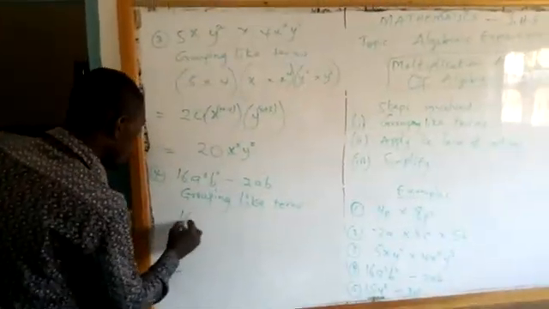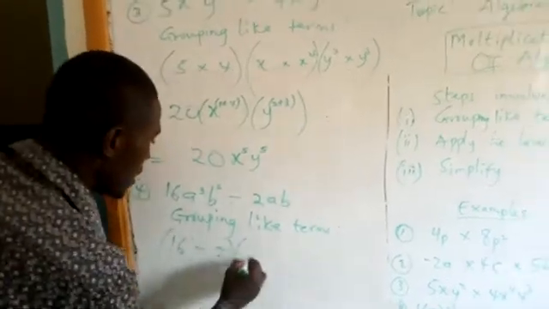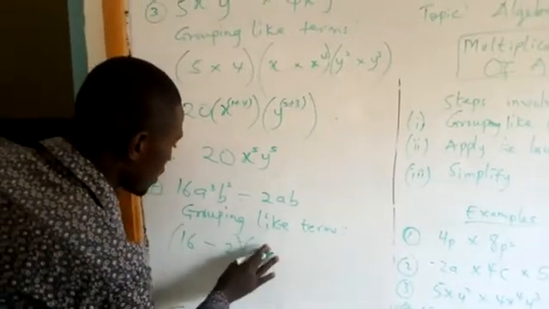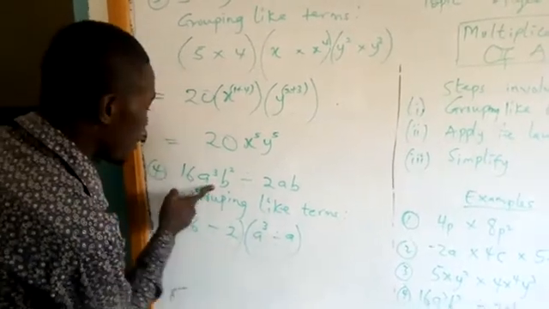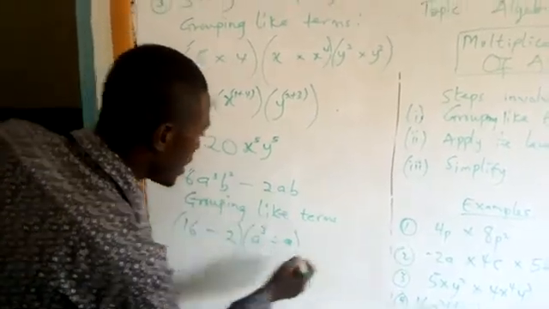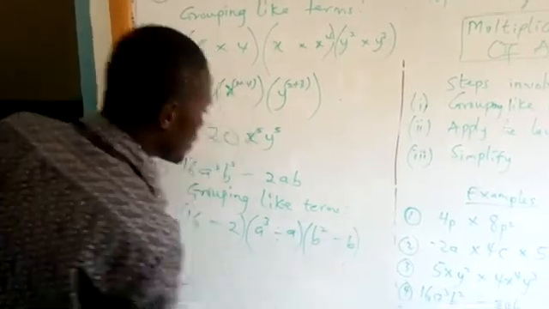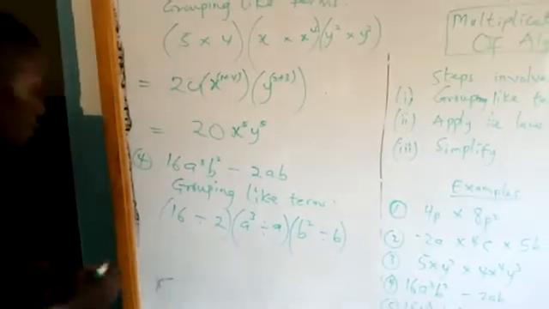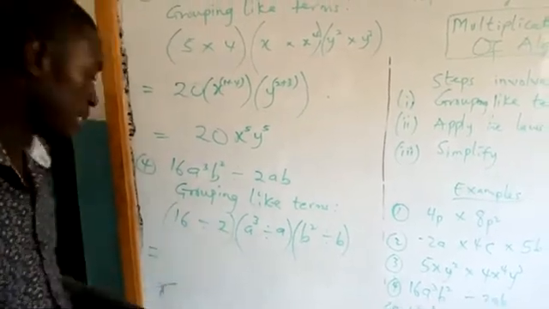This gives us 16 divided by 2. That's the constants, which will come in one bracket. Then a power 3 divided by a. A power 3 here, and the next one, a is there. Then b power 2 divided by b, as you can see here. So to simplify these, we have 16 divided by 2, which gives us 8.